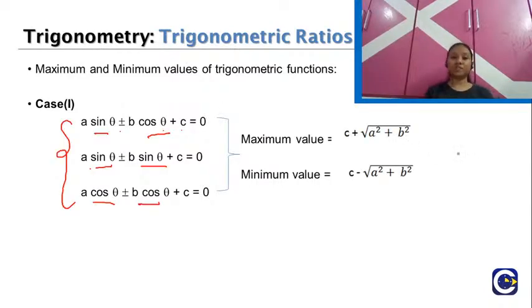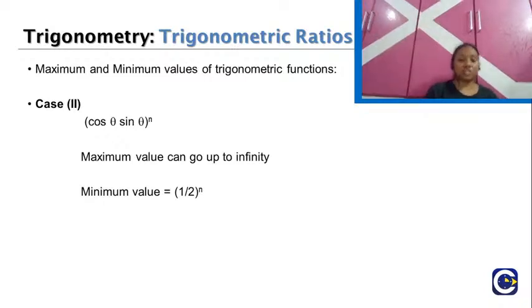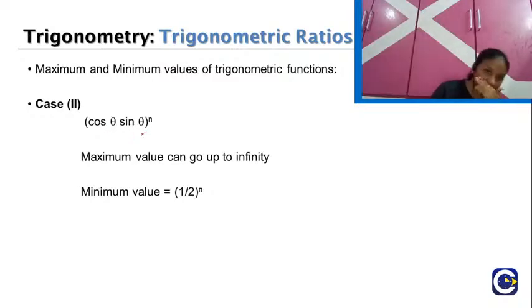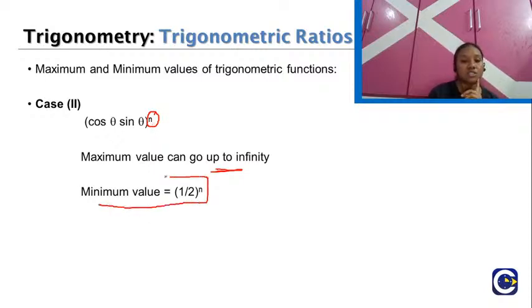the derivation of these things, it's a product. The previous case is actually a relation of the trigonometric functions in terms of sum. But here it's a product, which is given by cos theta into sin theta whole power n. And the maximum value can go up to infinity because as it's in a power, it can go up to infinity. But the minimum value will always be constant here. That is given by 1 by 2 whole power n.